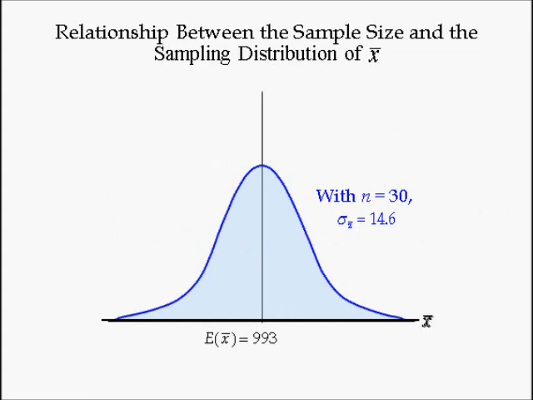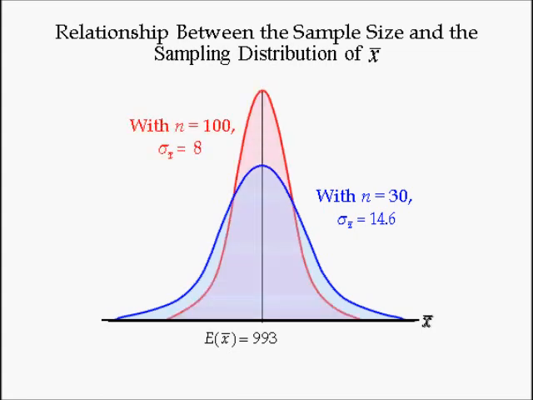With a sample size of 30, the sampling distribution of the mean is normal, with an expected value of 993 and a standard deviation of 14.6. If the sample size increased to 100, the sampling distribution is normal, but skinnier and taller because its standard deviation is now 8. The sampling distribution center does not change because we still expect the sample mean to be equal to 993.